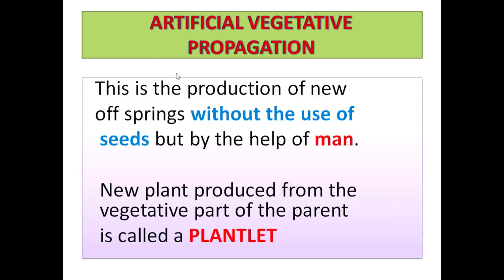Alright, so let's get into the artificial vegetative propagation method. This is the production of new offspring without the use of seeds, but with the help of man. Please note that with both natural and artificial vegetative propagation, no seed production is involved. But with the natural method, man is not involved in the reproduction process, while with the artificial method, man is involved. So this is where the technique of man will be used, and I'll explain all of those. Also, please note that a new plant produced from the vegetative parts of the parent plant is called a plantlet.